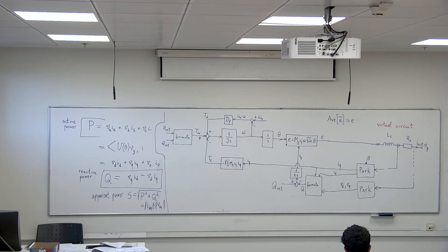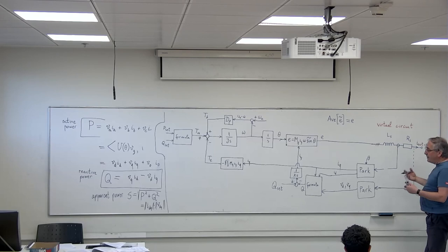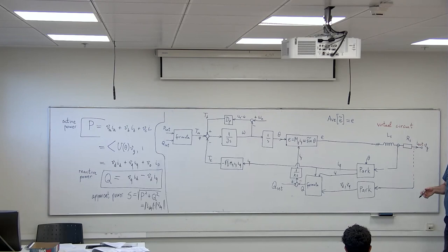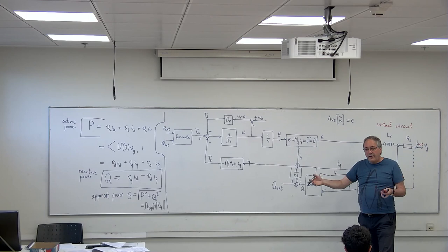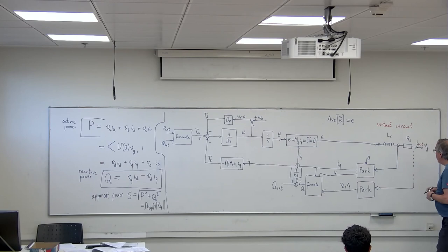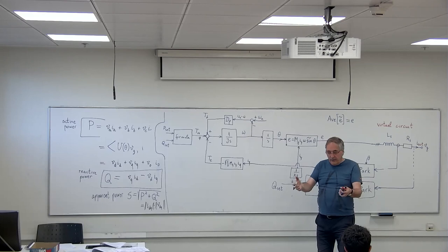But how do I generate the real circuit? Well, I now have to construct current sources. I will not tell you how, but I have to construct three of them, because it's three phase. So I construct a three phase current source, which will generate this virtual current I. So I have to construct a true current source, so I have an inverter, the true inverter.